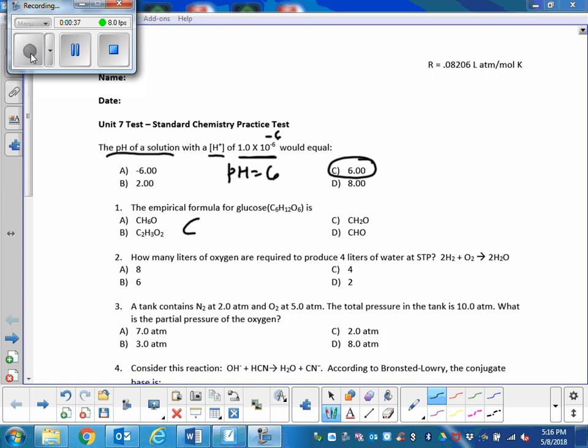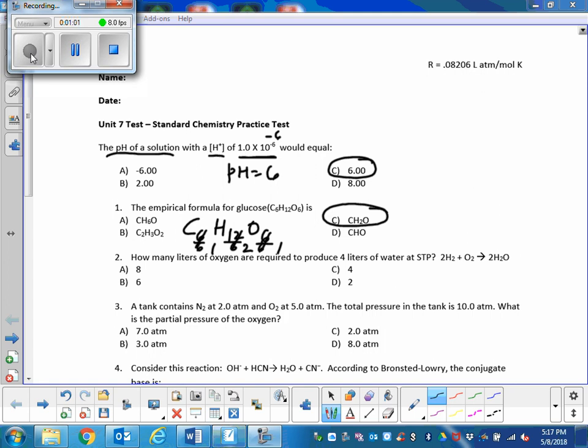Now if you look at glucose's formula, it's C6H12O6. Do you see the numbers 6, 12, and 6? Can you divide each one of them by 6? So what do the subscripts now become? It becomes 1, 2, and 1. So you will circle 1, 2, and 1.